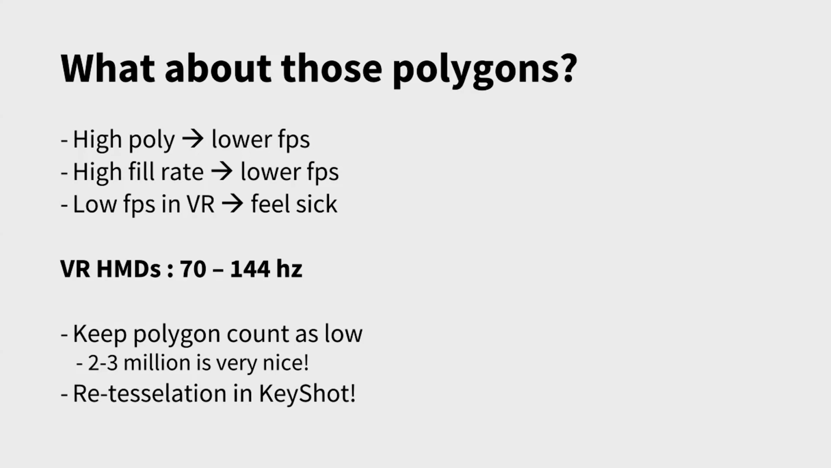So current virtual reality head-mounted displays will demand anything from 70 up to 144 hertz. And so the more polygons you have, the less fast it's gonna go when you're trying to render in KeyVR and in any program really that depends on the GPU for a rasterized image. So our recommendation is always to keep the polygon count as low as possible, but not lower than you need to. If I have to answer, I would say something like 2 to 3 million polygons is very nice.